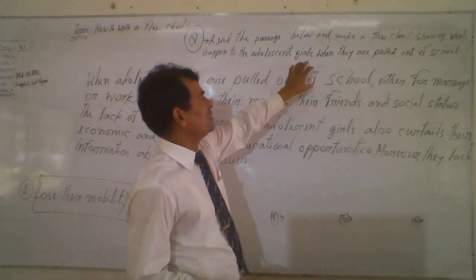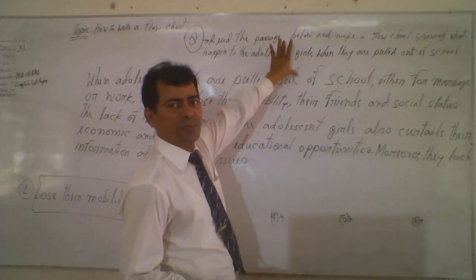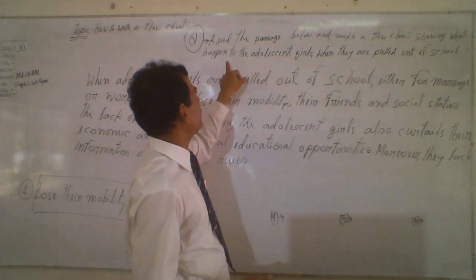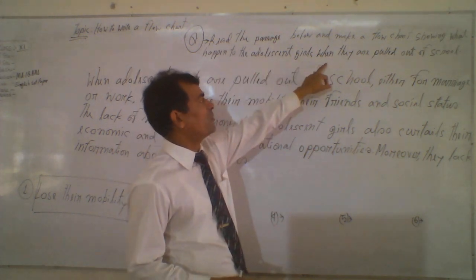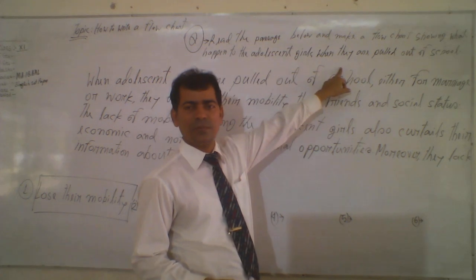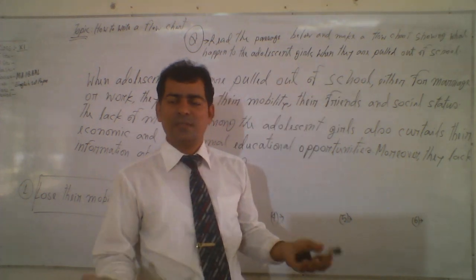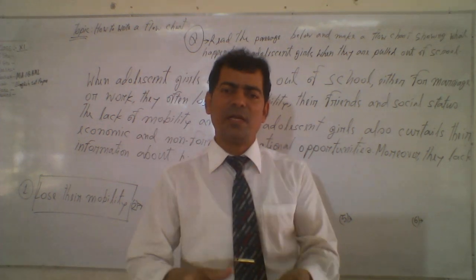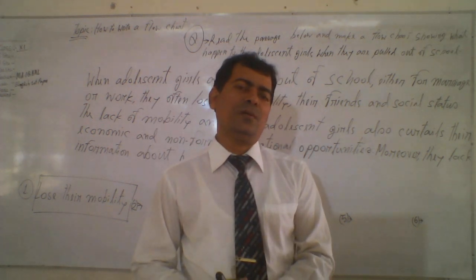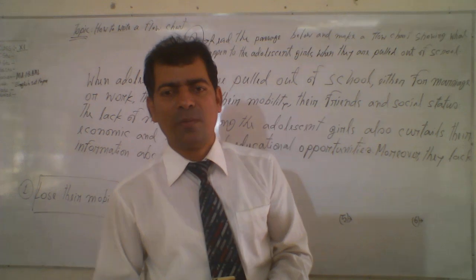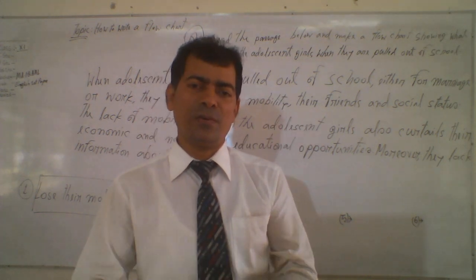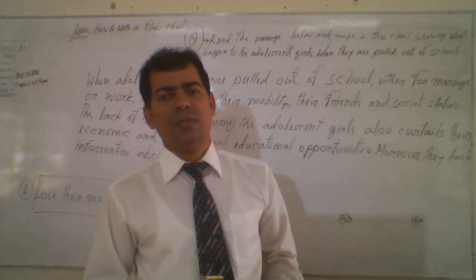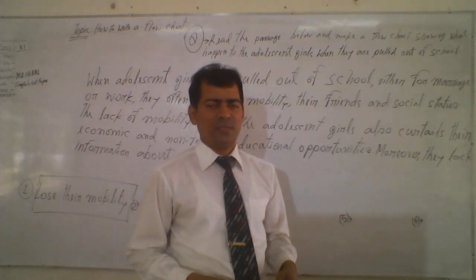Read the passage below and make a flowchart showing what happened to the adolescent girls when they are pulled out of school. Now it's clear that you have to find out some information about what happened to our adolescent girls when they drop out of school, when they are pulled out of school. So now let's read the passage, please.